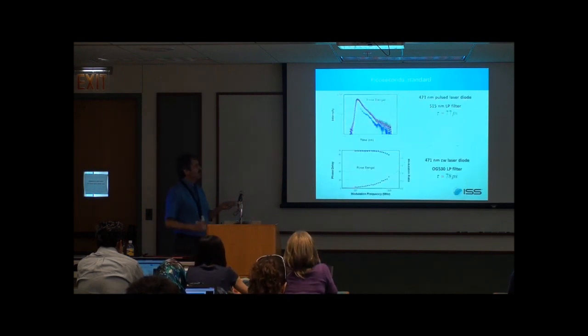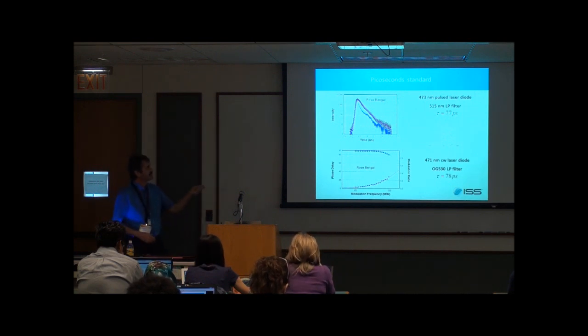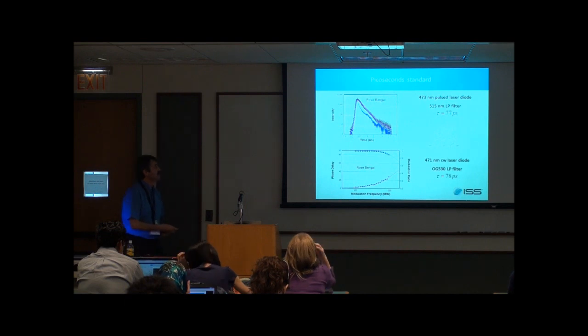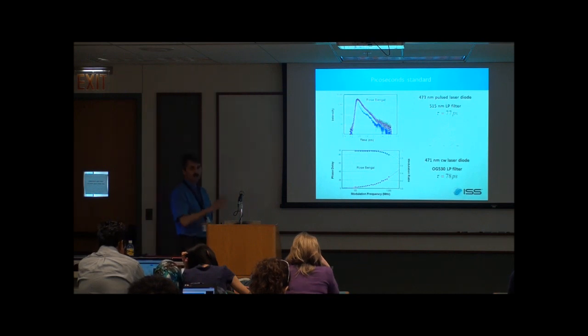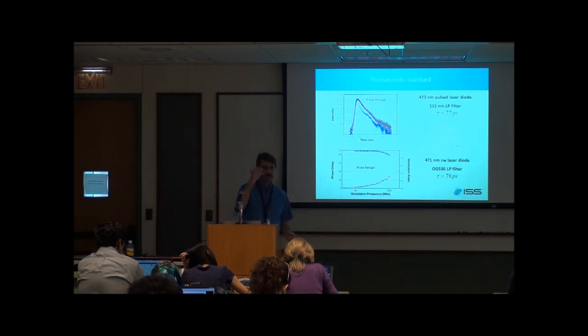This is an example of a short decay time. This is the Rose Bengal. We look at the excitation and emission spectra. In time domain, we measure 77 picoseconds. In frequency domain, 78 picoseconds. I just wanted to give you an idea of how short the decay time can be measured using the current instrumentation that you may find in your laboratory.